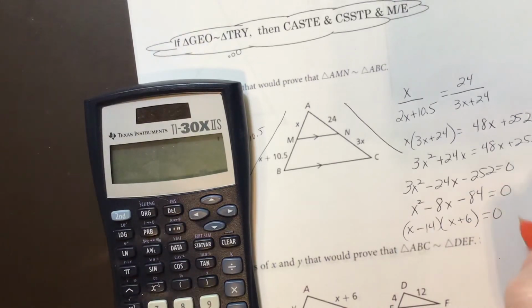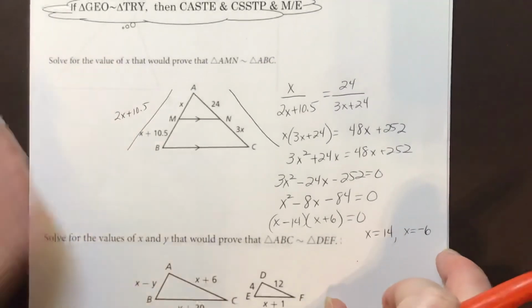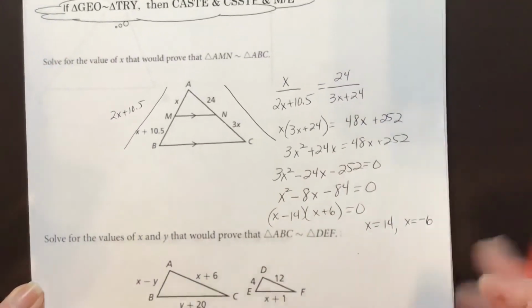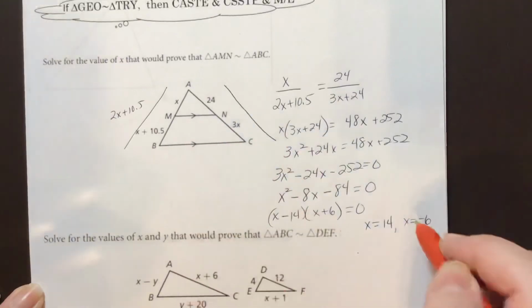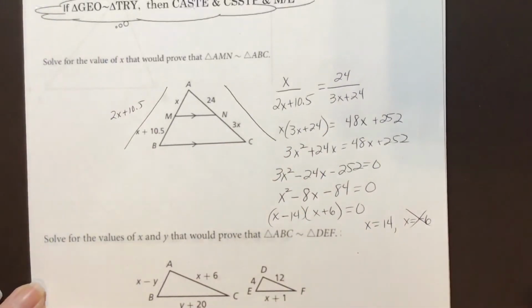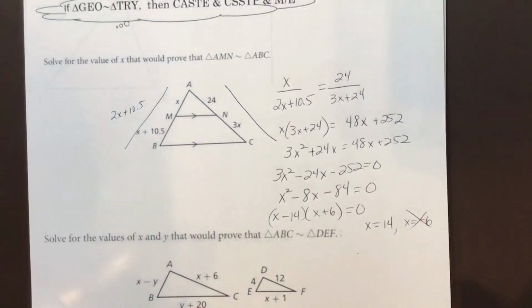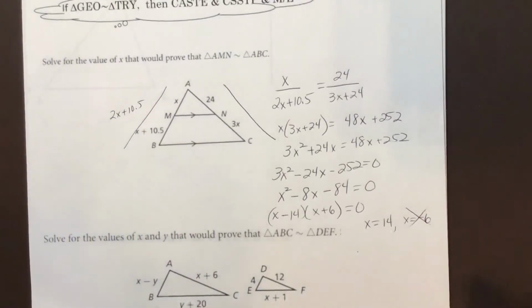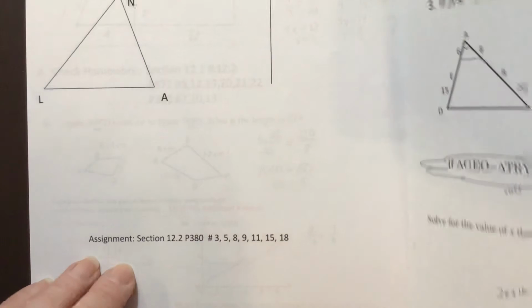So the two values for x would be x equals 14 or x equals negative 6. X equals negative 6, we know in terms of our diagram, is going to have to be eliminated, because the length of AM cannot be negative 6. So the answer to that question would be x equals 14. So that gives you a nice little practice with factoring too. Okay, I'm going to move on here.